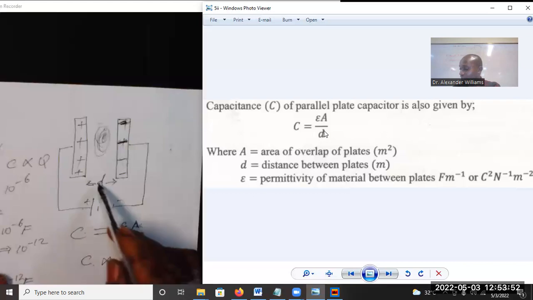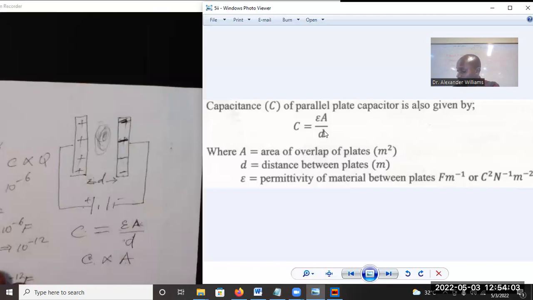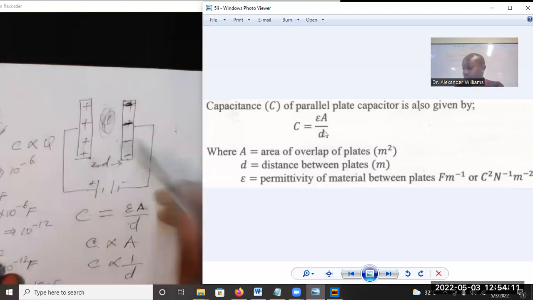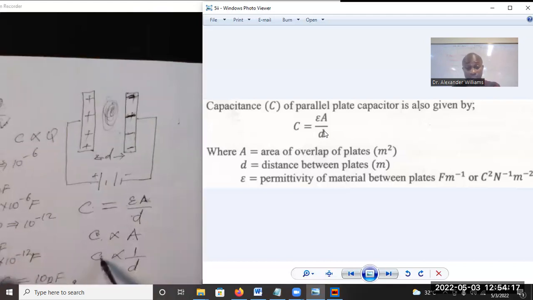In terms of the distance that separates the two plates, that's D. When the distance increases, the capacitance decreases in value. So C is inversely proportional to the distance. If you want to increase the capacitance, a smaller distance is required, and the value of the capacitance increases.